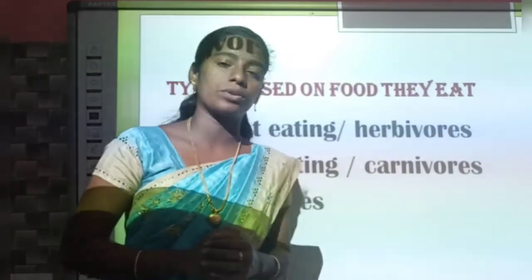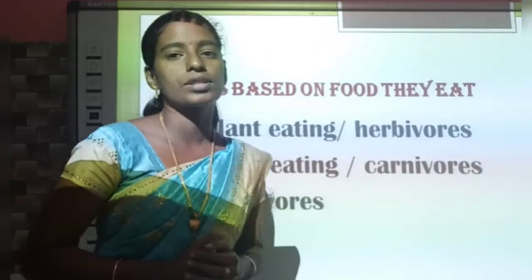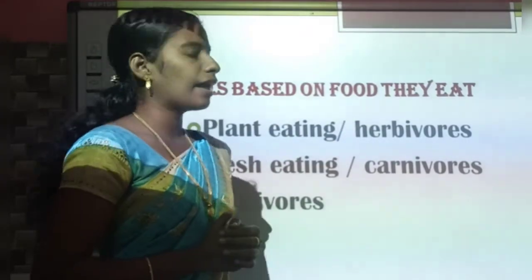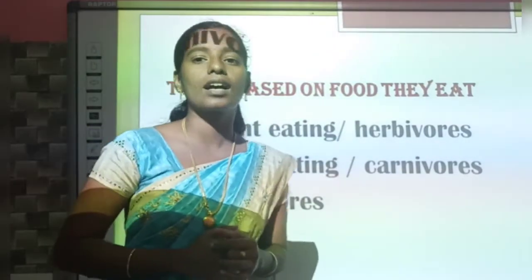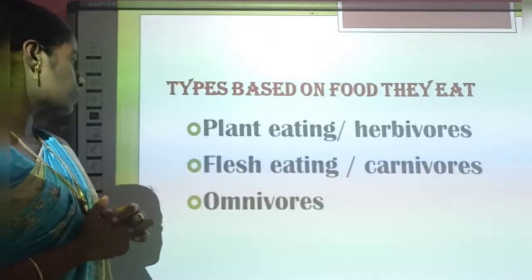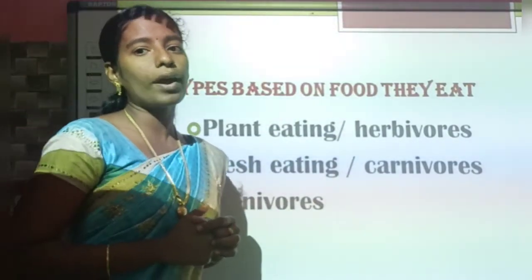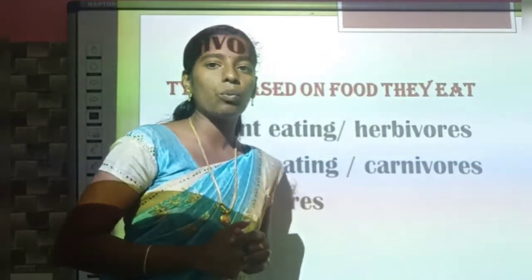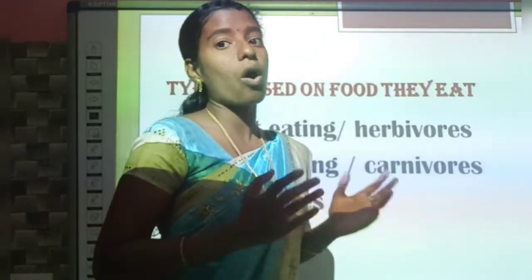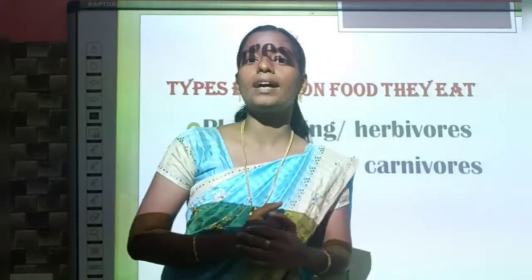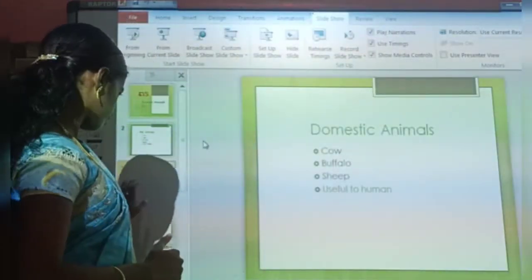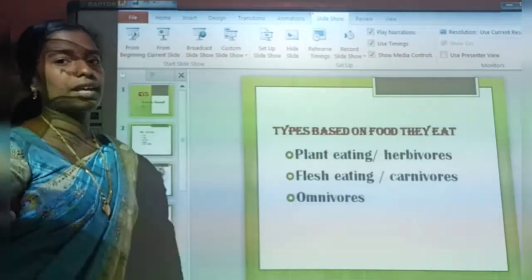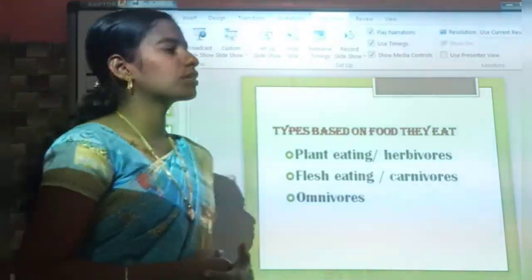Herbivores. Then carnivores. Then the next one is omnivores. So these are all the 3 types of animals depending upon the food they eat. We can see about this one by one.